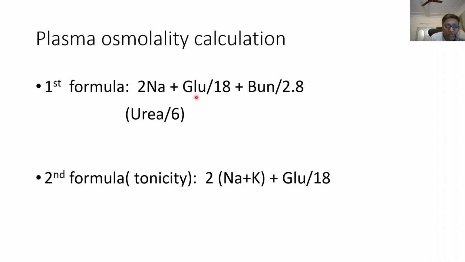First formula is 2 times sodium plus glucose by 18 plus BUN by 2.8, or urea by 6. Second formula is for when we are just looking at tonicity. We tend to ignore urea because urea in the normal ranges does not contribute that much to movement of fluids across the membranes. So this tonicity formula is basically 2 times sodium plus potassium plus glucose by 18. But anyway, sodium remains the main factor.